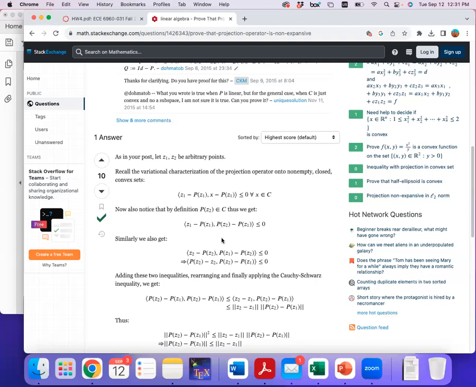And similarly, we can swap Z1 and Z2, because they are just two arbitrary points. So we swap Z1 and Z2, and then we get the same inequality, but with Z1 and Z2 switched. And then we add up these two inequalities, and we get this inequality. This one says that P(Z2) minus Z2 inner product with P(Z2) minus P(Z1) is less than or equal to 0. These Z1 and Z2 are arbitrary points.